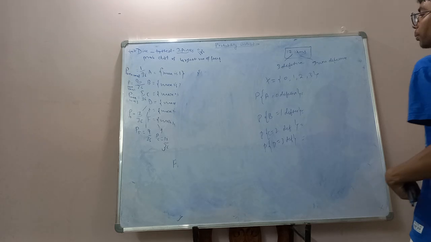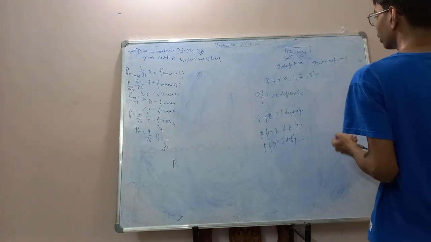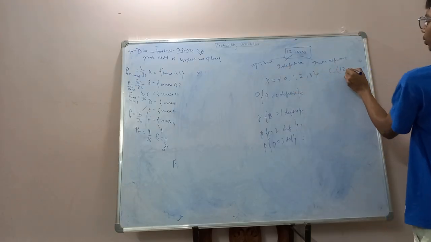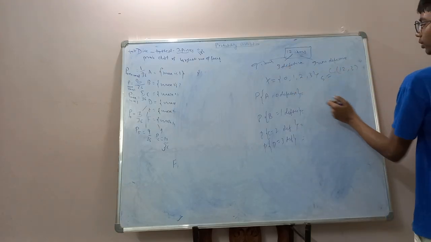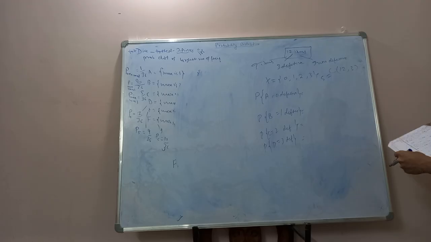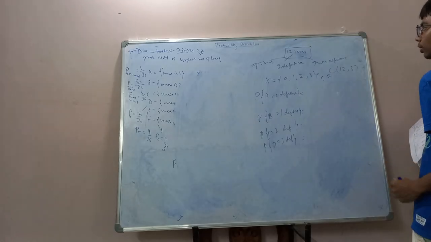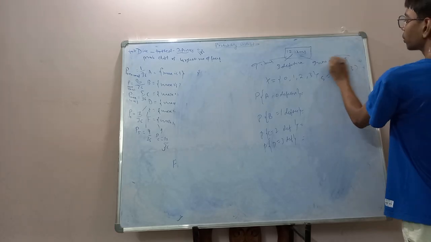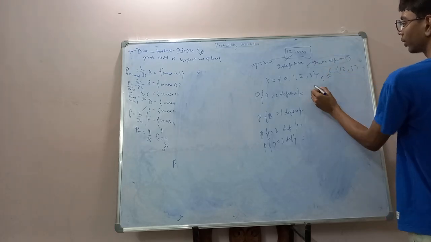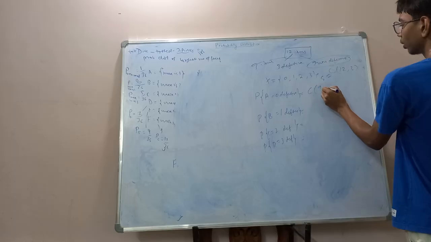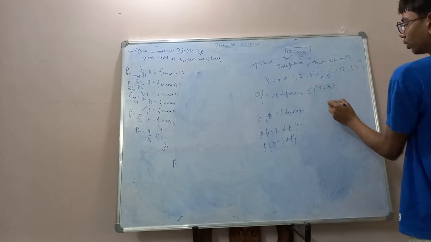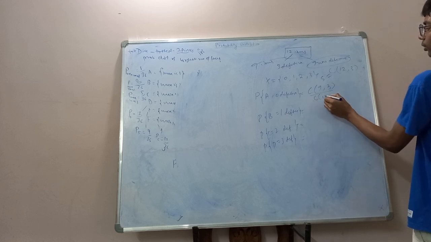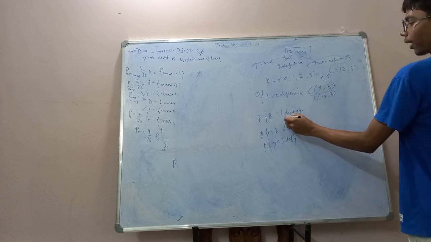First of all, my sample space: I have to select 3 items, so the sample space will be C(12,3). This is the sample space. Getting 0 defective means I have to select 3 items from all non-defective, so this will be C(9,3), that is selecting 3 items out of 9, divided by C(12,3).